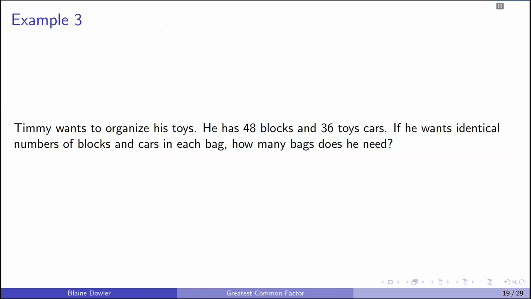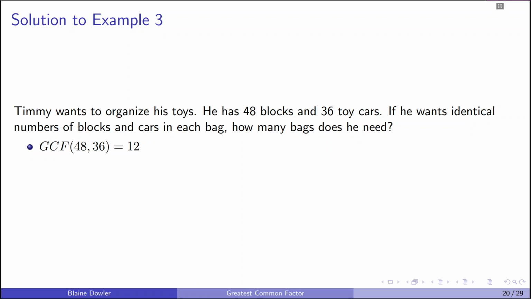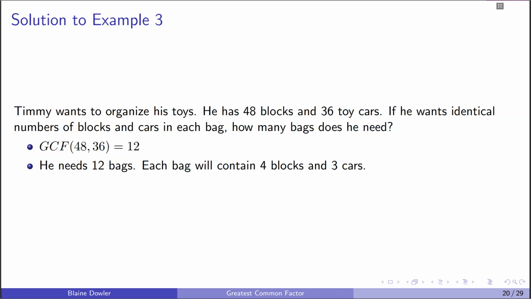A third example. Timmy wants to organize his toys. He has 48 blocks and 36 toy cars. If he wants identical numbers of blocks and cars in each bag, how many bags does he need? All right, so the greatest common factor of 36 and 48 is 12. So we can put identical numbers of cars in all the bags and identical numbers of blocks in all the bags if he has 12 bags. Each bag will have 4 blocks and 3 cars. Not sure why Timmy chooses to organize his toys this way, but there we have it.